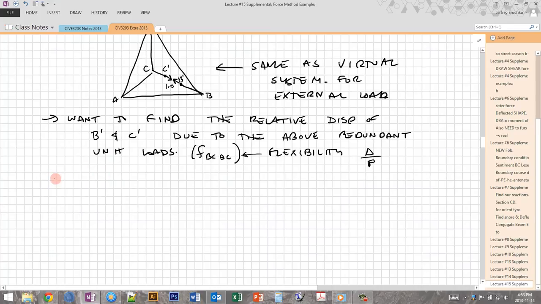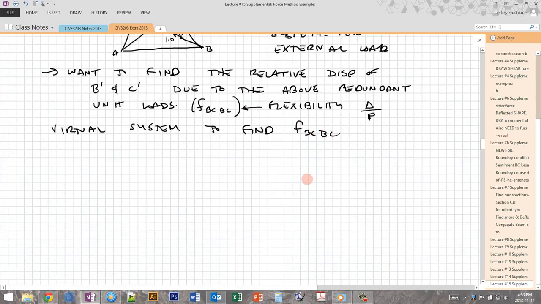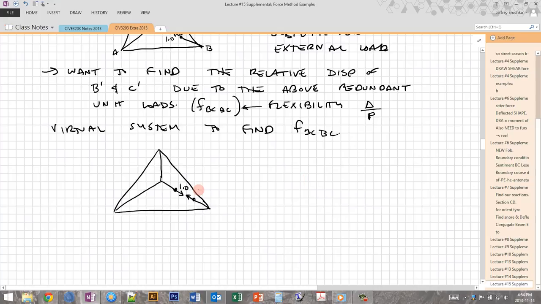So then if we want to find that relative displacement and we want to use virtual work, then we're going to have a virtual system to find FBC,BC. And that's going to look like this. So you remember for virtual work, when we want to find a certain displacement, we apply a virtual unit load at the location and in the direction of the displacement that we want to find. So here we want to find the relative displacement of B prime, C prime. So we add a virtual unit load on either side of the interface.